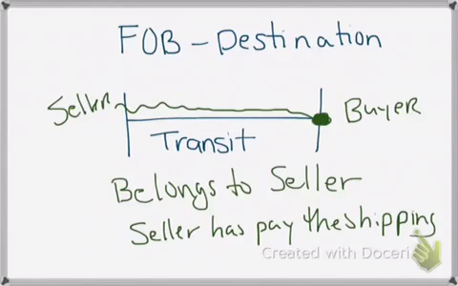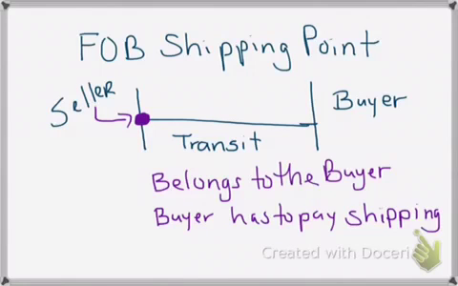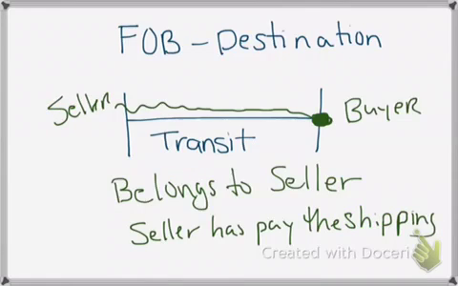So those are the two things that we look at. FOB destination changes once it reaches the buyer, once it reaches its destination. When we're looking at FOB shipping point, it actually is going to change at that shipping point time period.